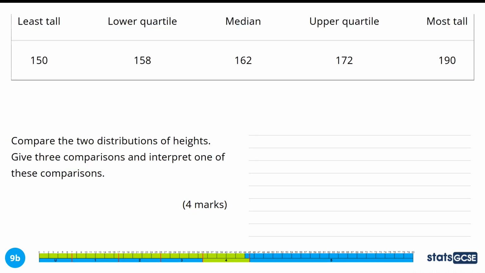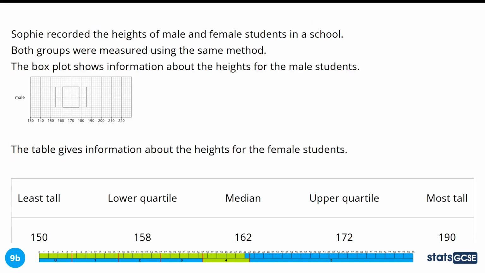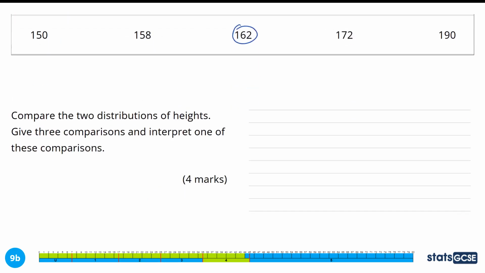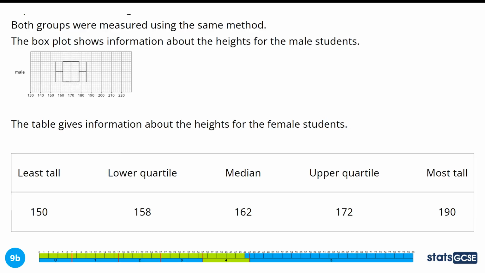Compare the two distributions of heights. Give 3 comparisons and interpret one of these comparisons. We're going to start by comparing the medians. Now the medians for the males was 170 and for the females it's 162. So in the comparison we're just going to write the median heights for the male students is greater than the female students.